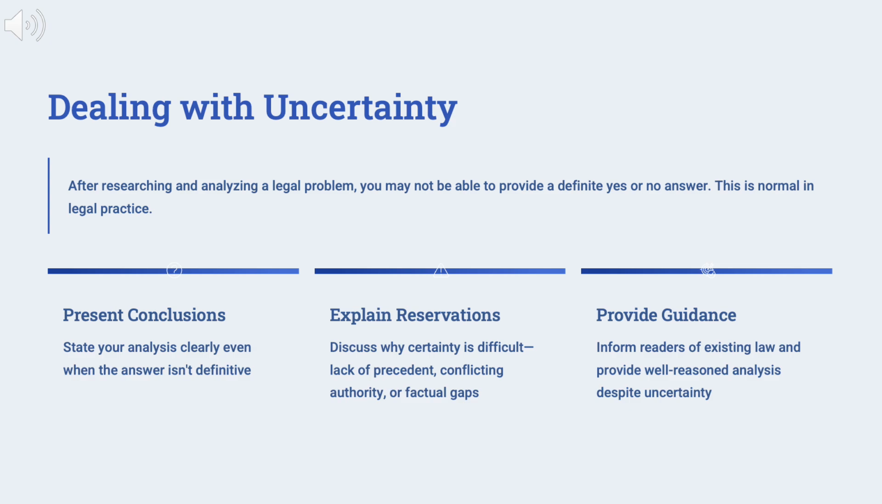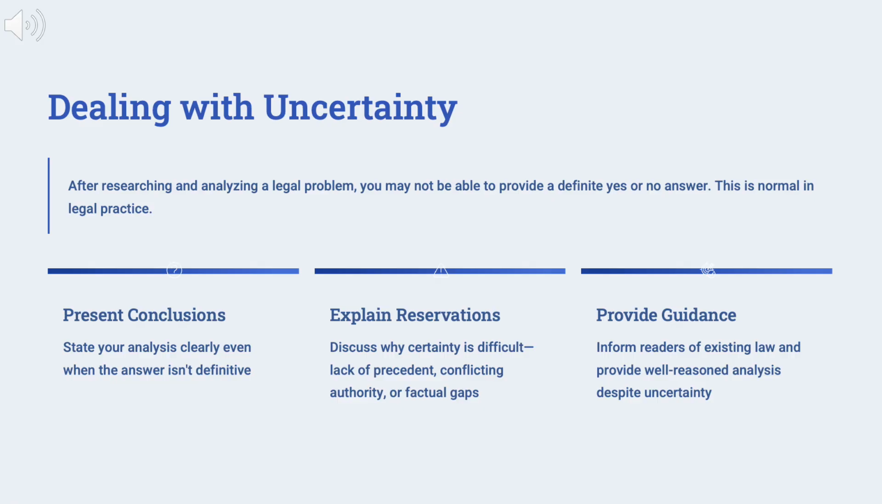Several principles guide memo writing when definitive answers are unavailable. The first is to present the conclusions that the research and analysis support even when those conclusions are conditional. A conclusion that states, if the court adopts the majority rule, the likely outcome is X, but if the court follows the minority approach, the outcome may differ, is analytically sound and professionally appropriate.